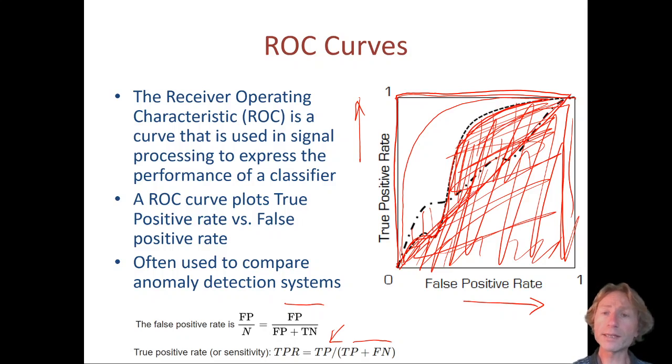And we don't want anything that is on this line, which is basically half of the area of 1. So anything that is practical should at least be above that for the practical range. And of course, we're typically interested in the area where we don't have crazy false positive rates. Okay, so this allows us to compare different intrusion detection systems, looking at a reasonable range in the false positive rate, and then seeing how that performs in terms of the true positive rate.